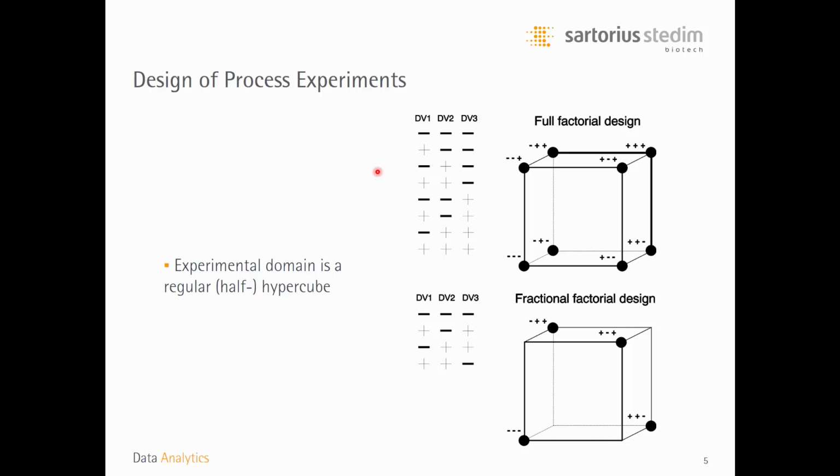So the main point is that if there are no external restrictions on the investigation ranges of the factors, well, then the experimental domain can be understood as a regular cube or hypercube, or possibly maybe a half hypercube, depending on how many factors are studied and which explicit experimental design is chosen.